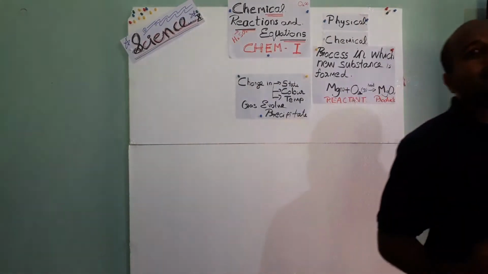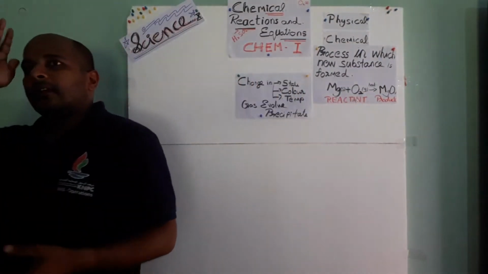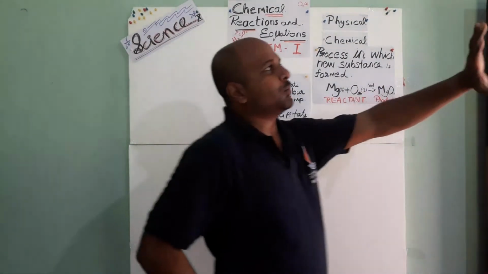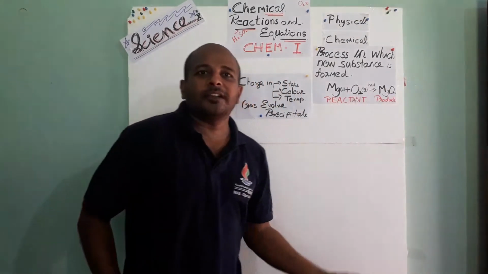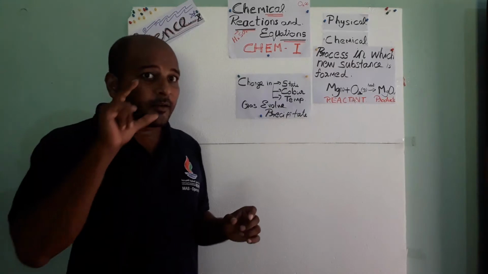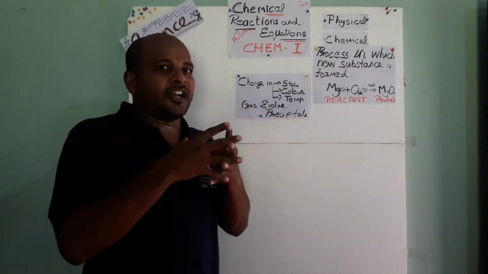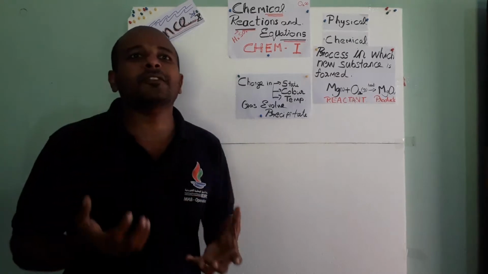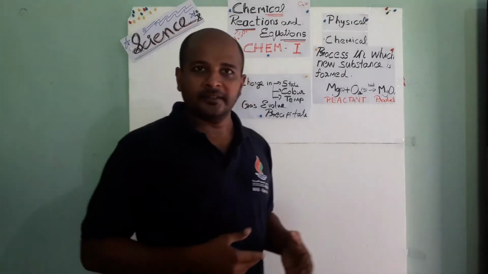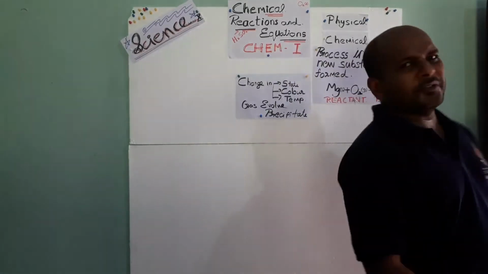How does the iron rust? The common iron, when it is exposed to the free atmosphere, it will react with the oxygen and moisture content in the atmosphere. Moisture plus iron makes iron oxide. That is called rusting. Understood? Another example is a simple thing, cooking of food.